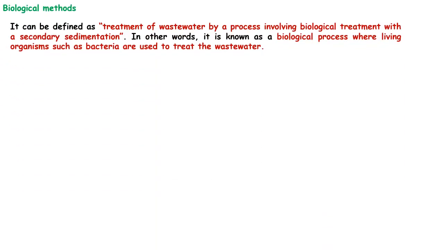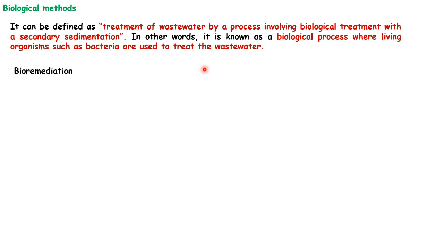So we have seen physical or primary treatment previously. Now let's see the secondary treatment, otherwise known as the biological method. The biological method can be defined as the treatment of wastewater by a process involving biological treatment with a secondary sedimentation. In other words, it's a biological process where living organisms such as bacteria are used to treat the wastewater. As I told you earlier, both aerobic and anaerobic bacteria will be used to treat the wastewater once it has passed down from the physical or primary treatment. Let's see that in detail.